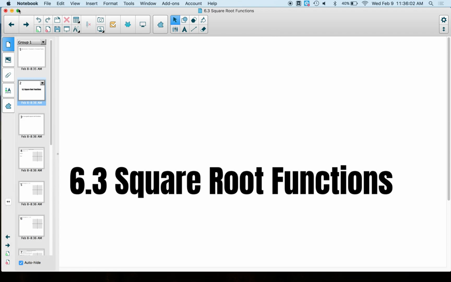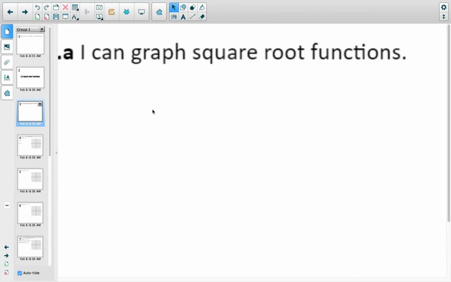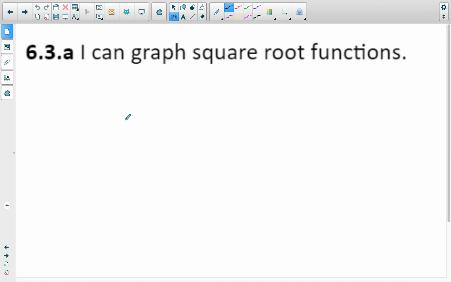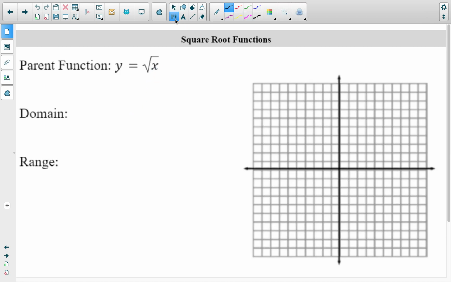This is 6.3, all about square root functions. Overall, this is something we're going to be graphing by hand. Our parent function for a square root function is going to look like this.